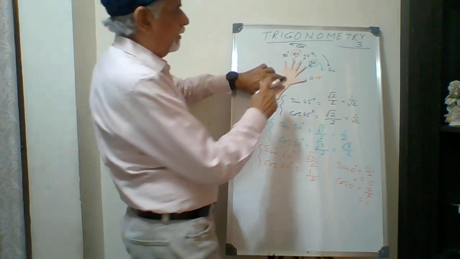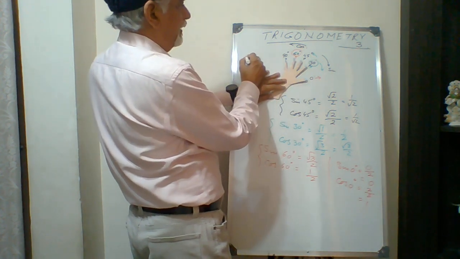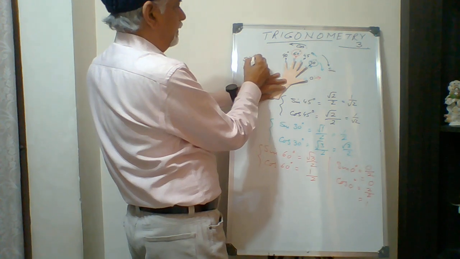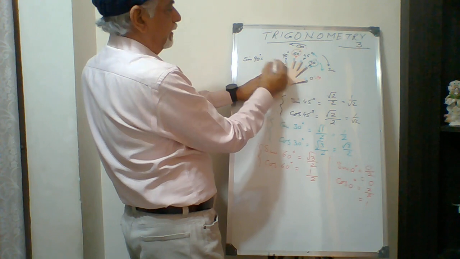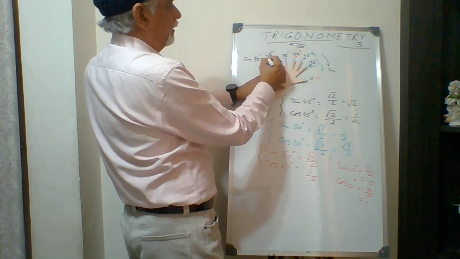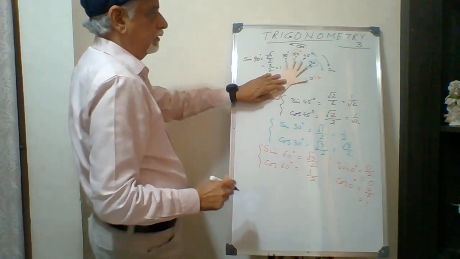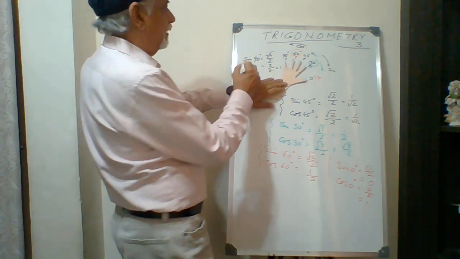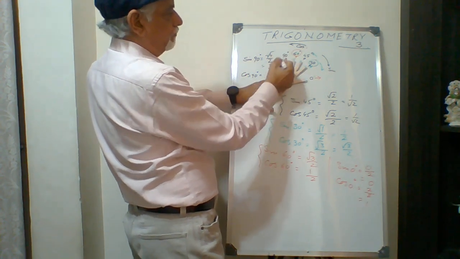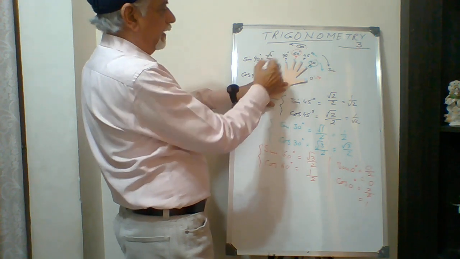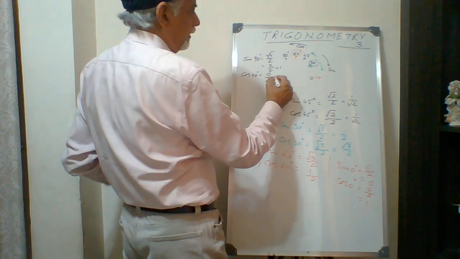Now, similarly for 90 degree, when you look at 90 degree, sine of 90 degree is what? 1, 2, 3, 4. 4 fingers. Square root of 4 divided by 2. That is 2 by 2, equal to 1. Sine 90 is 1. Similarly, cos of 90. On the left side of the 90 degree finger, there is no finger. So it is 0 over 2. So what we get is a 0 here.